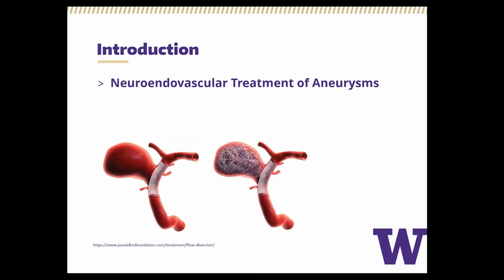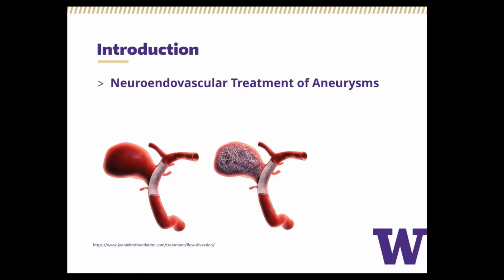One of the techniques is called neuroendovascular techniques, and you can use things like stents, as you can see here. You can coil them. You can do coil-assisted stenting, flow diversion stents to try to obliterate the aneurysm so that it doesn't burst and hemorrhage and potentially kill the patient.